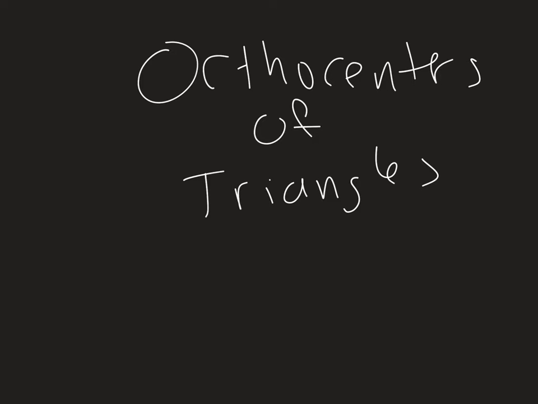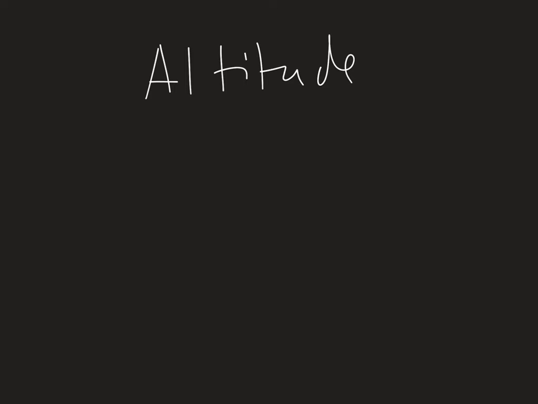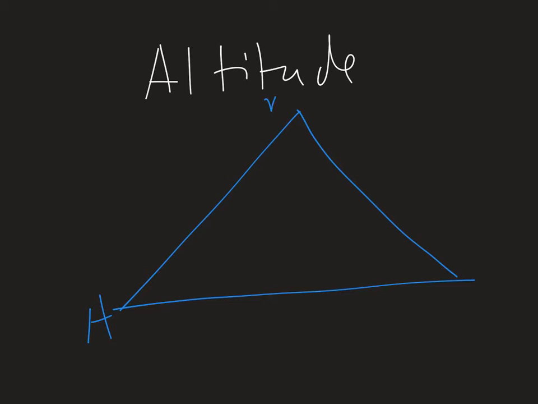In this video we'll talk about orthocenters of triangles. So before we talk about the orthocenter, let's talk about an altitude. So if I'm looking at a triangle, and for the sake, let's just call it triangle ABC. An altitude of a triangle is sometimes also referred to as a height.